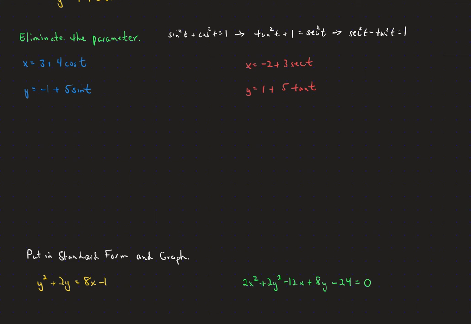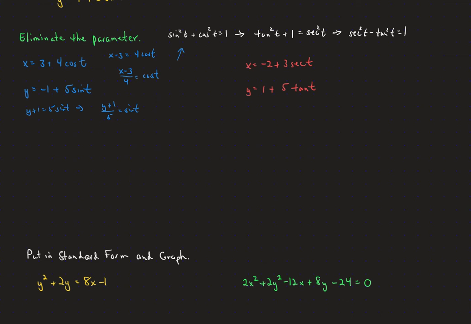Okay, let's do the blue problem. So we're going to subtract that 3 to the other side. So that'll give us x minus 3 is equal to 4 cosine t. And dividing through by 4, we'll get (x minus 3) over 4 equals cosine t. Similarly, we'll add 1 and then divide by 5 and get (y plus 1) over 5 is sine of t.